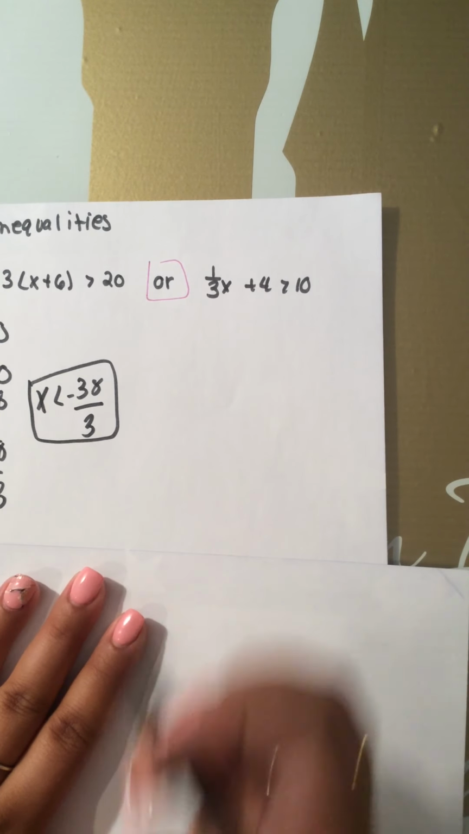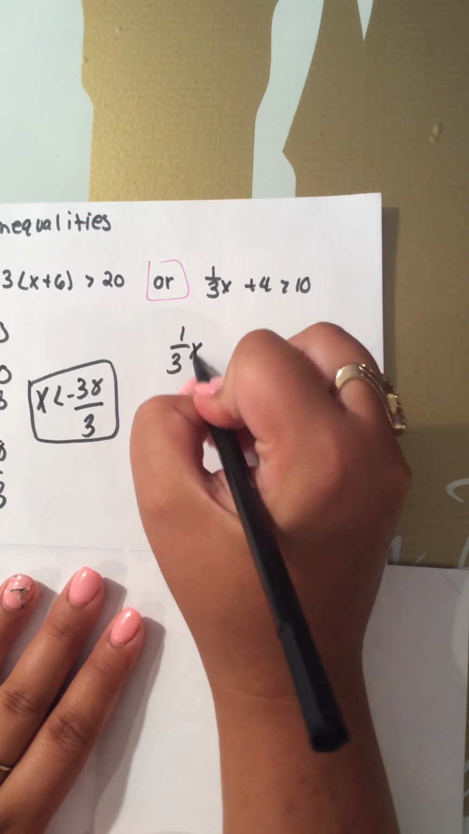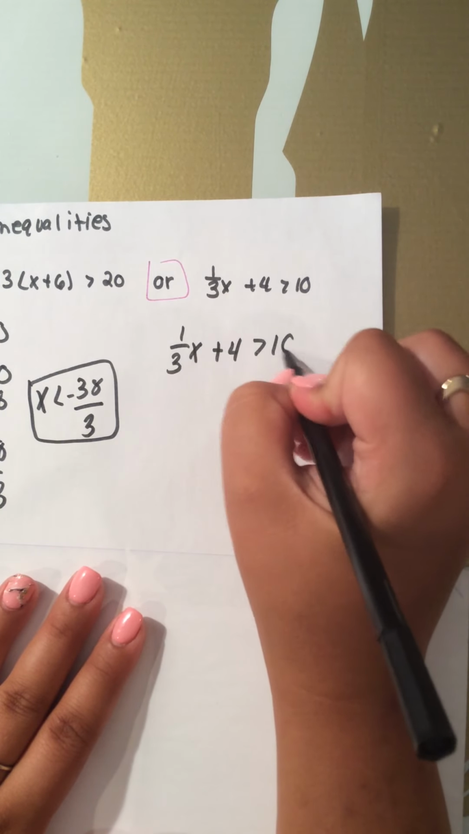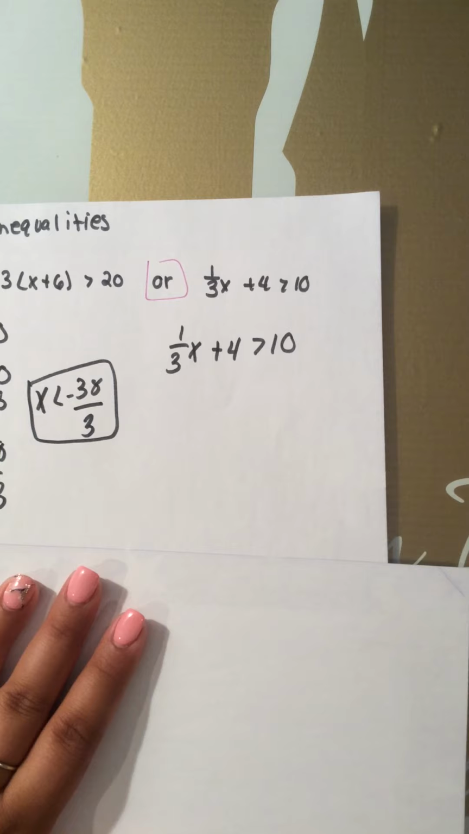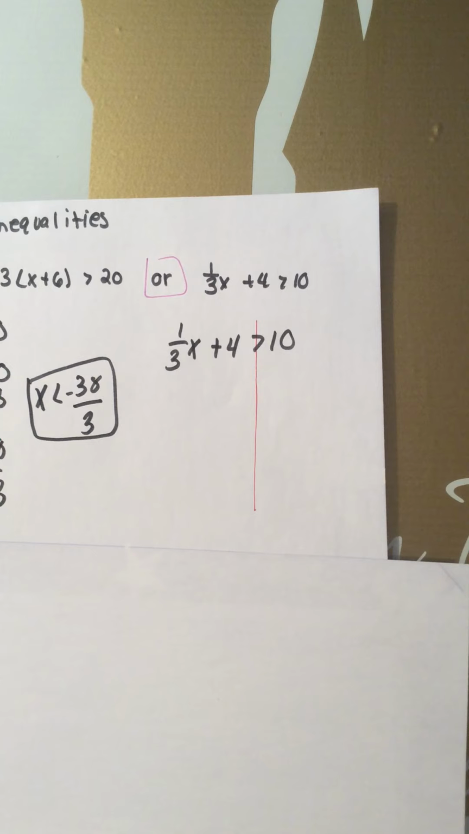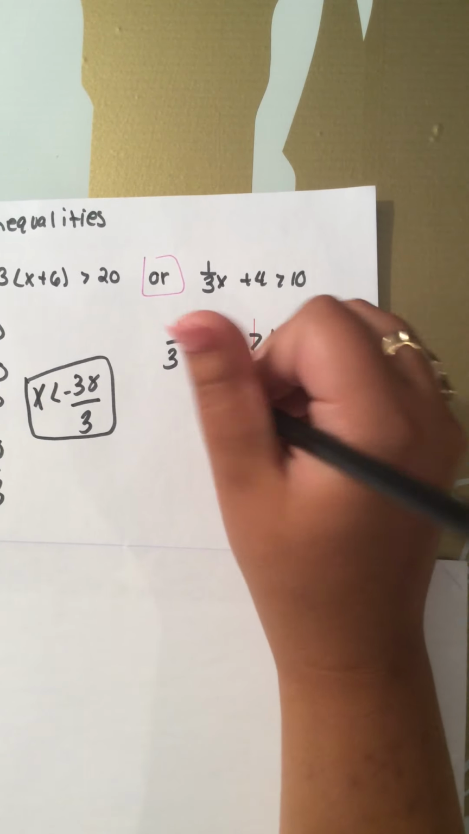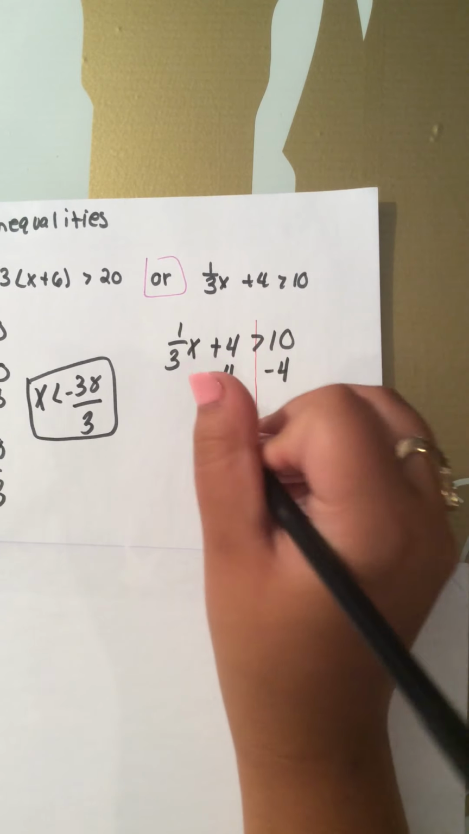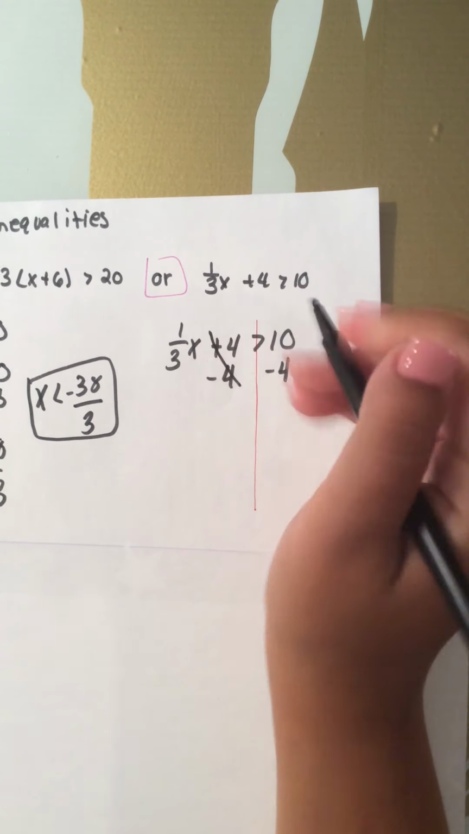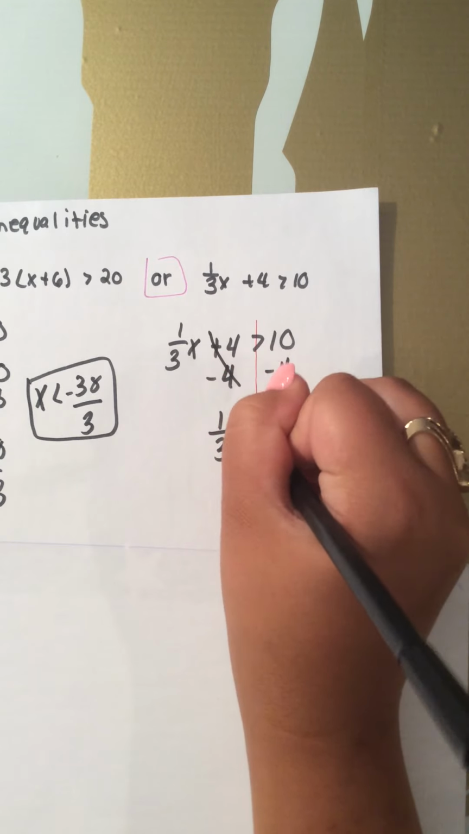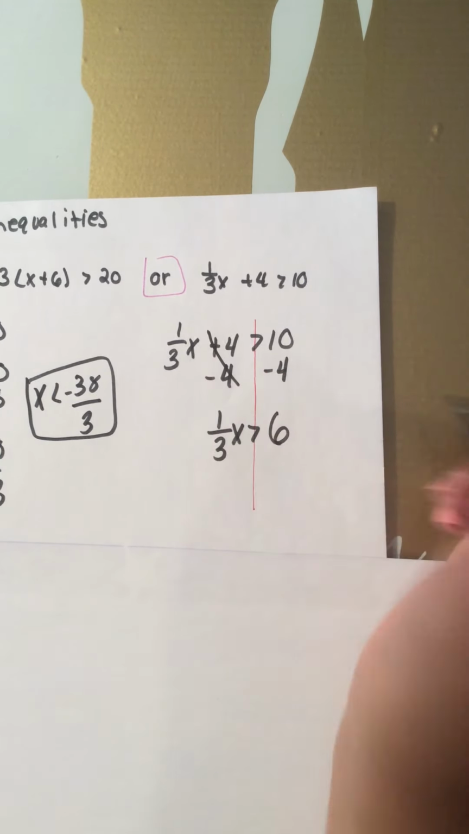So let's look at this one, and I'm going to rewrite it. So I have 1/3 x plus 4 is greater than 10. And I'm going to draw a line down the inequality, and then I'm going to solve it just like I would for a typical equation. So I know that there's a fraction. I can't get rid of that first. I need to get rid of that 4 first. And the opposite operation of addition is subtraction. So I'm going to minus 4 on both sides. Remember, these cancel out. They go bye-bye. So I'm going to have 1/3 x is greater than 10 minus 4, which is 6.